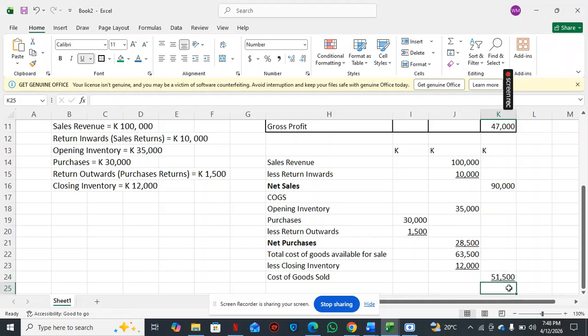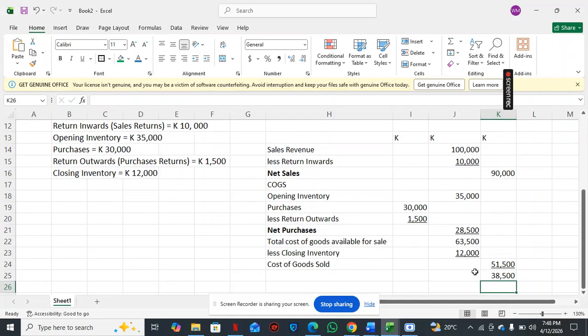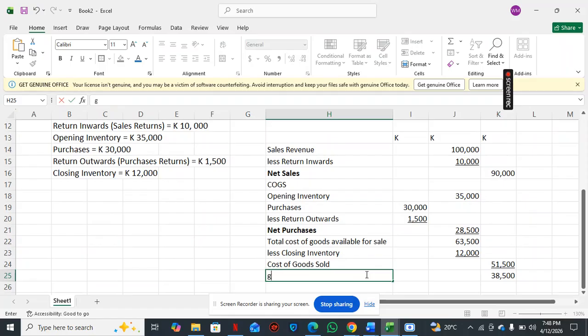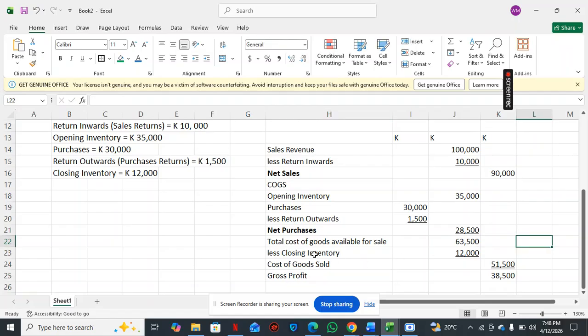So our gross profit is our net sales minus our cost of goods sold, 38,500. Yes. Any questions so far?